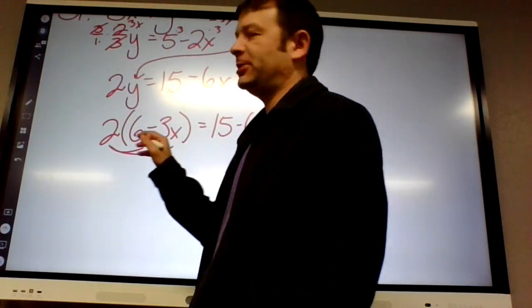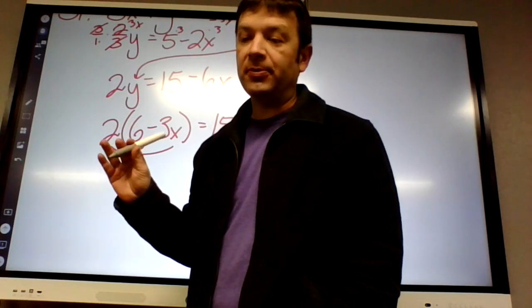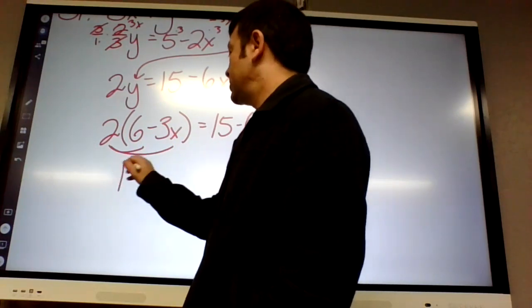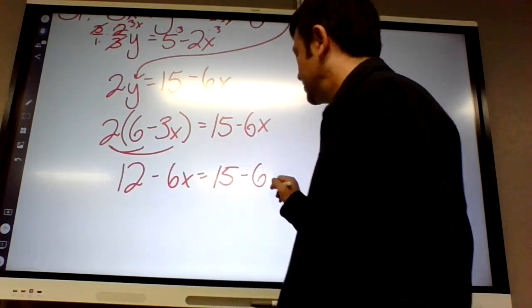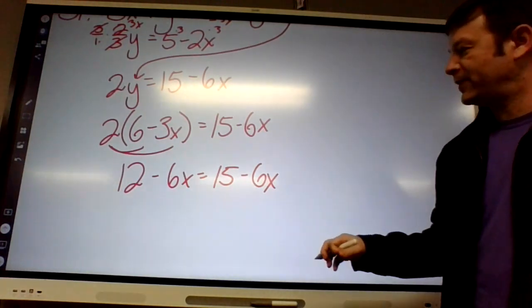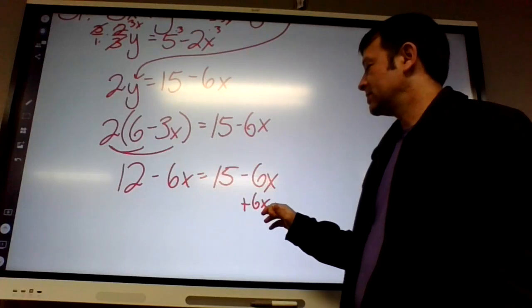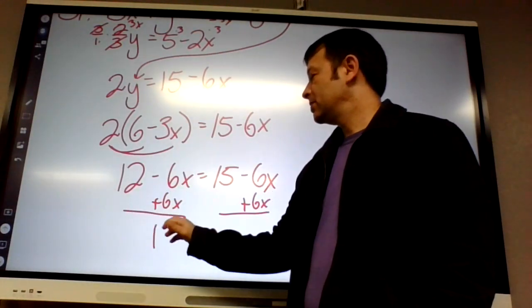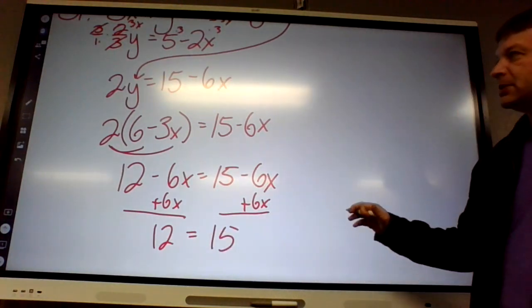I think a couple of these problems have one solution, like a normal answer. So, on the evens: 12 minus 6x equals 15 minus 6x. This one, however, what do we do when we have x's on both sides? You take them to the one side, so you add, and get rid of them on one side. Then it looks weird. So we get 12 equals 15. That's the solution.